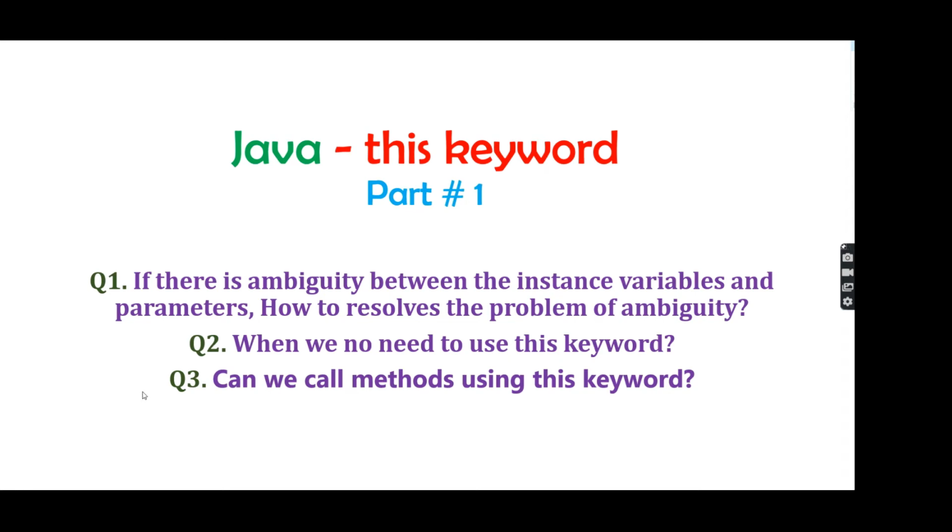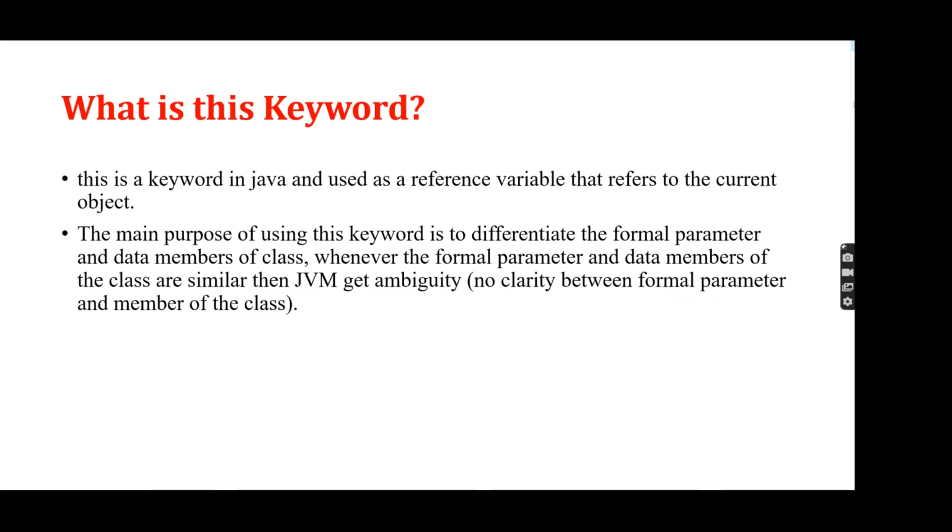Hello friends, today we are going to be looking into the Java this keyword concept. From this concept, we are going to find answers for three different questions. So these are the three questions. What is this keyword? Obviously, this means it refers to the current class object, right? What is the purpose of declaring this keyword?